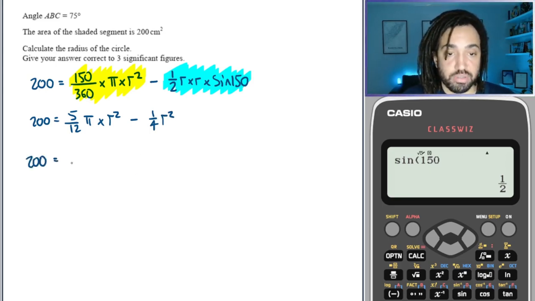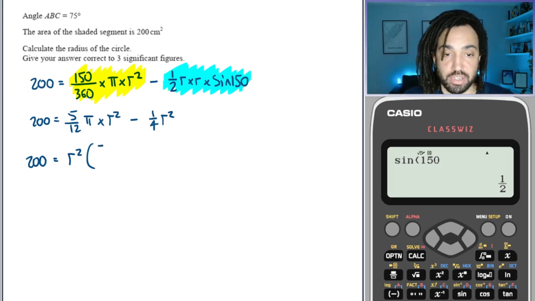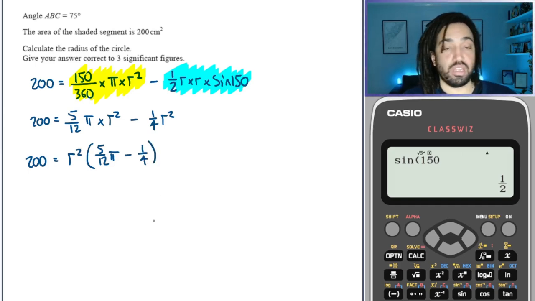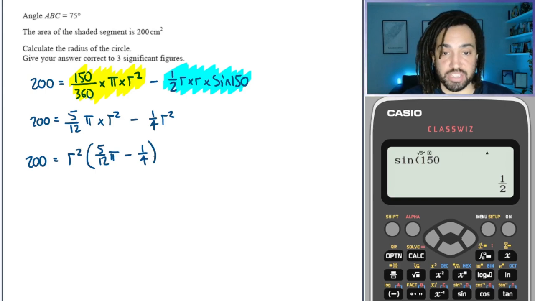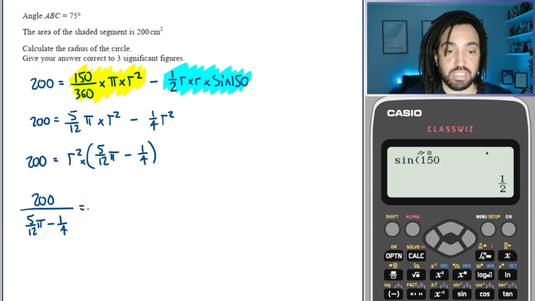Next, I'm going to use a neat algebraic trick. I'm going to factorise out an r squared. So this term, the bit that came from the yellow, will be 5/12 pi. And this term that came from the blue will be just minus a quarter. I'm then going to divide by this bracket because this is multiplied by r squared. So I'm going to get 200 over 5/12 pi minus a quarter is equal to r squared.